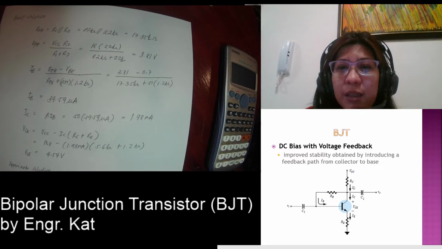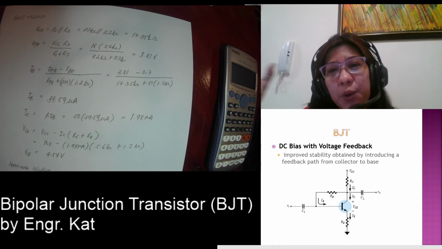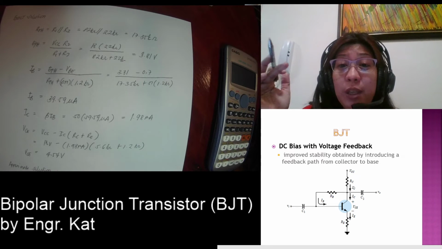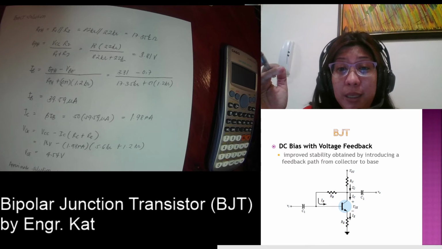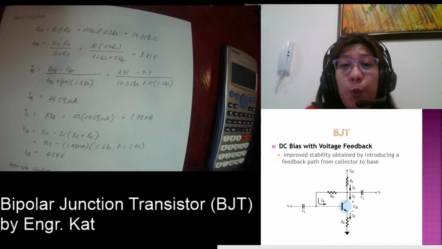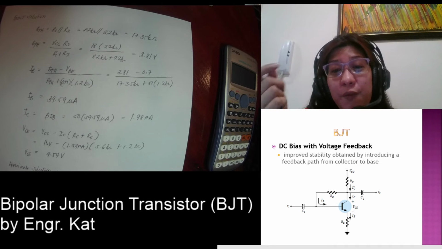The emitter is still the one which is being grounded. Okay, so the output terminal is the collector, the input terminal is the base. We placed a feedback connecting your collector going to the base. So your RB here is connected to the terminal going back to the base. So we have a DC bias with voltage feedback configuration.